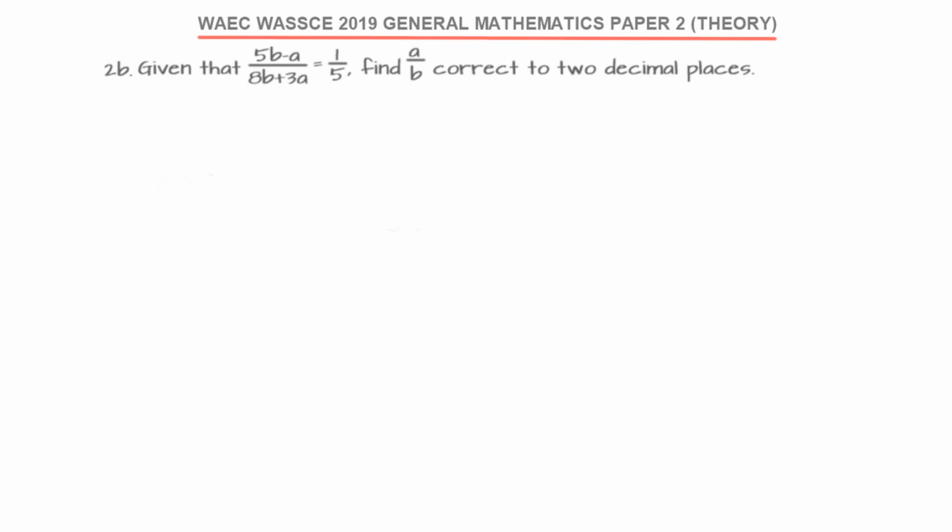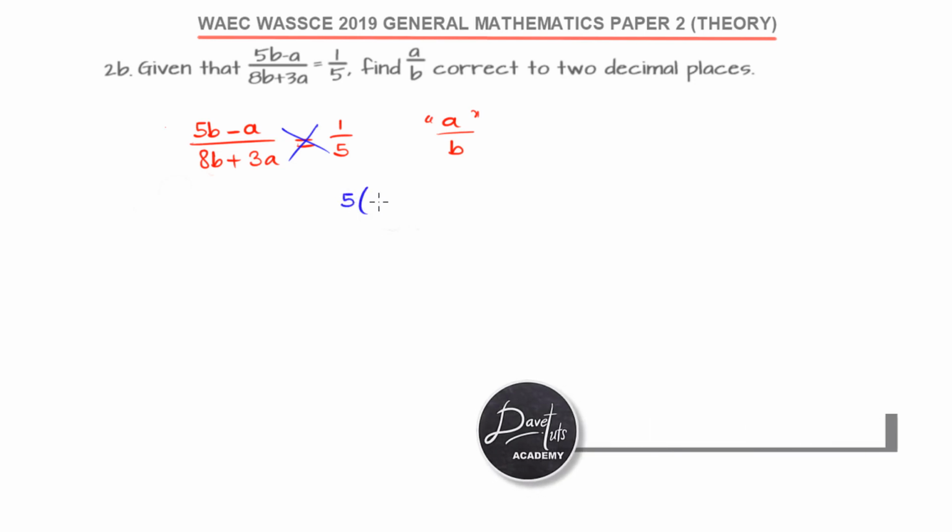This question 2b, we are given that 5b minus a over 8b plus 3a is equal to 1 over 5. We have to find a over b correct to 2 decimal places. If we just write this out, we can look at this as an expression that we can cross multiply with the aim of getting a over b. Okay, so let's keep that in mind. Our aim, our target is to get a over b.